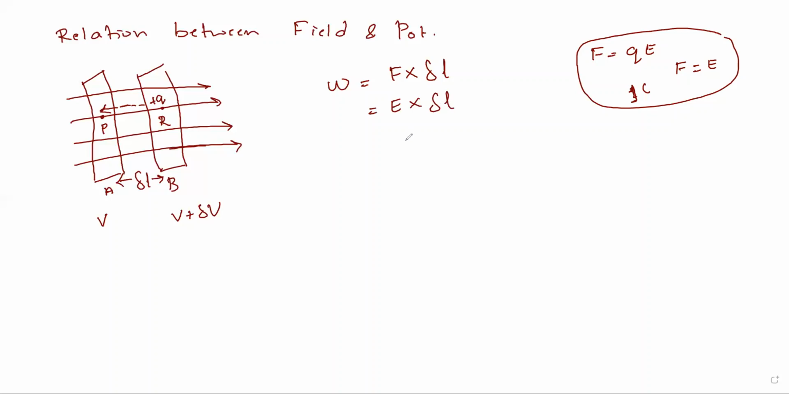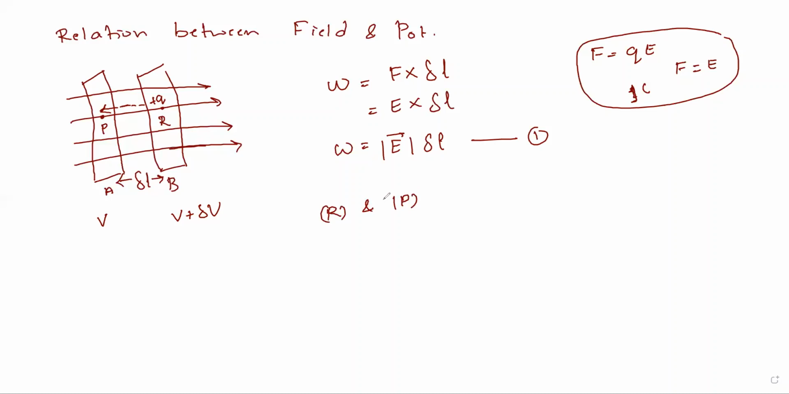E into delta L. If I write it in vector form, vector E into delta L. So let us consider this as equation 1. Potential difference between R and P.